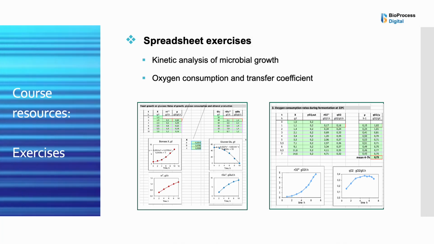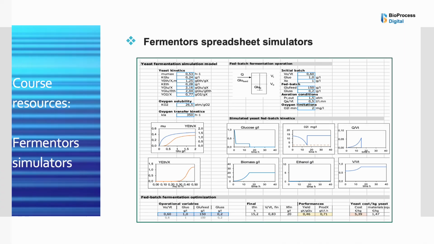In the first sessions of the course, you will complete exercises using spreadsheet templates with a green-red values correction. These exercises will help you analyze microbial growth kinetics and determine the oxygen transfer rate and coefficient. In the second part of the course, you will use spreadsheet simulators to explore the operations of batch, continuous, and fed-batch fermentation modes. The spreadsheets will allow you to visualize the impact of operational variables and identify the optimal fermenter conditions.